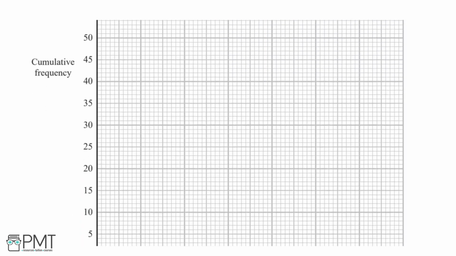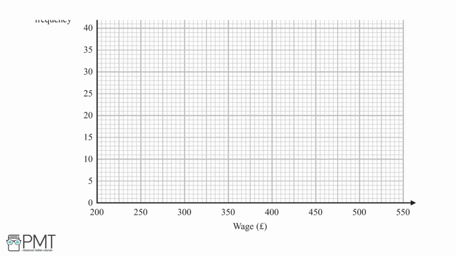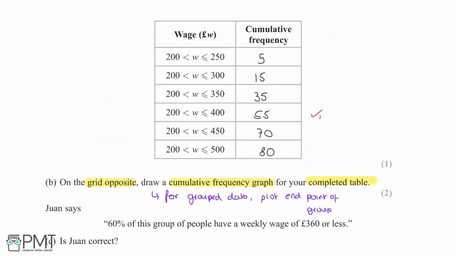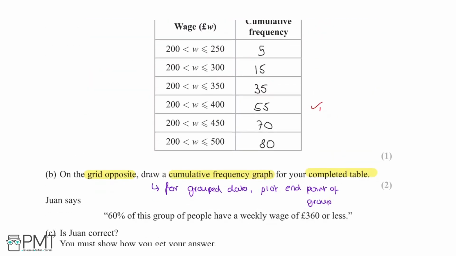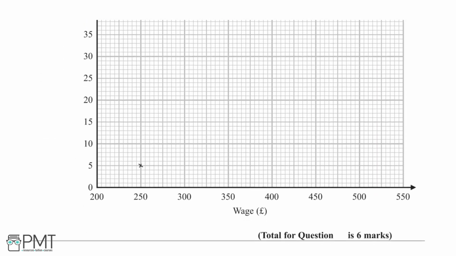So let's come to our graph, nicely laid out for us. First point, 250, 5. We're going to put a little cross there. You want to make a nice cross so the examiner can see it. The next one was 300 for 15, like this. The next one was 350 for 35. So 350 all the way to 35 up here, like that.